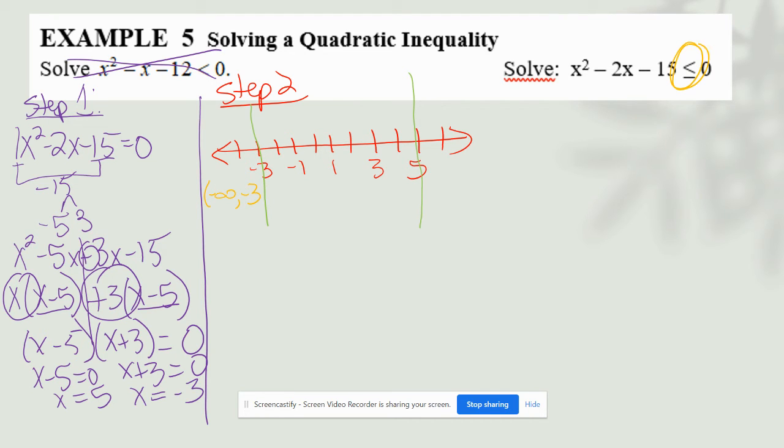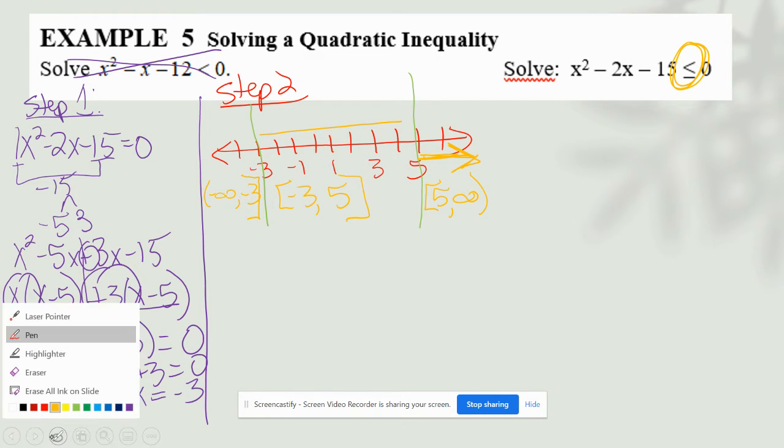And then our equation here is equal to. So that means our negative 3 gets a bracket. Our middle part here goes from negative 3 to positive 5. Again, they're brackets because of the equal to. And then on the right side, we have from 5 to positive infinity. So bracket 5, infinity parenthesis. Those are the intervals that could possibly be our answer.